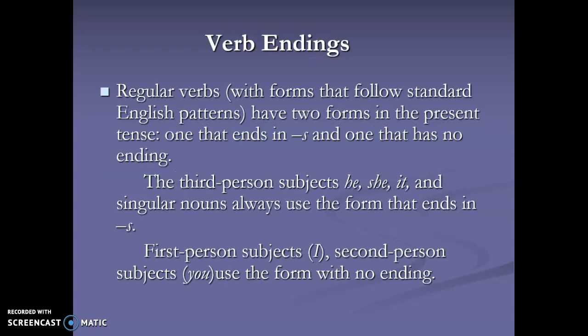So how do you know what the form of the verb is? Well, regular verbs, which is the vast majority of the verbs in the English language, follow a standard pattern. Okay, they have two verb forms in the present tense, one that ends in S and one that has no ending. So if the subject is third person, if it's he, she, or it, or if it's singular, we always use the verb form that ends in an S. Jumps, runs. For a plural subject, first person I and you, we use the verb form with no ending. Jump, run. So singular, he, she, and it has an S. Plural, I and you has no ending.